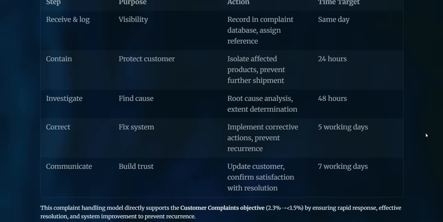This complaints handling model directly supports the customer complaints objective of reducing from 2.3 to under 1.5 by ensuring rapid response, effective resolution, and system improvement to prevent recurrence.